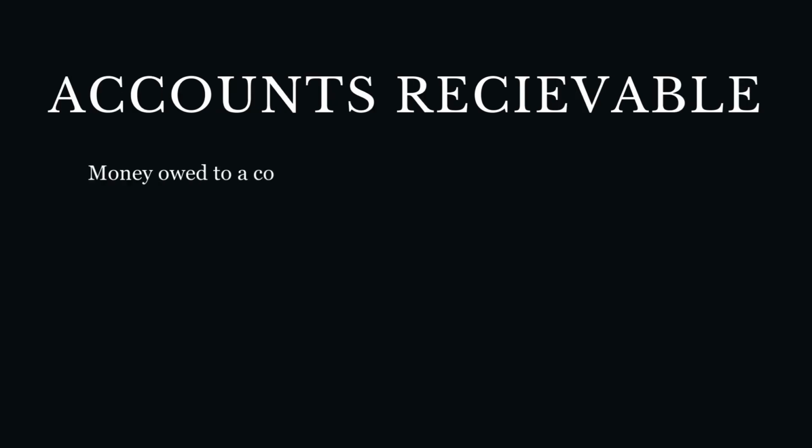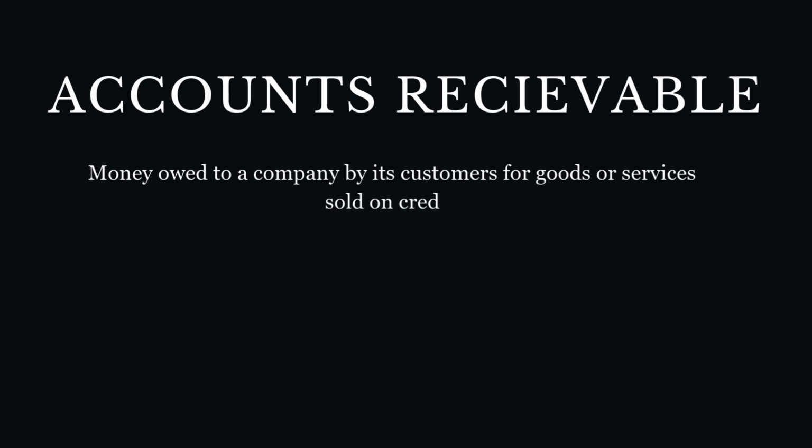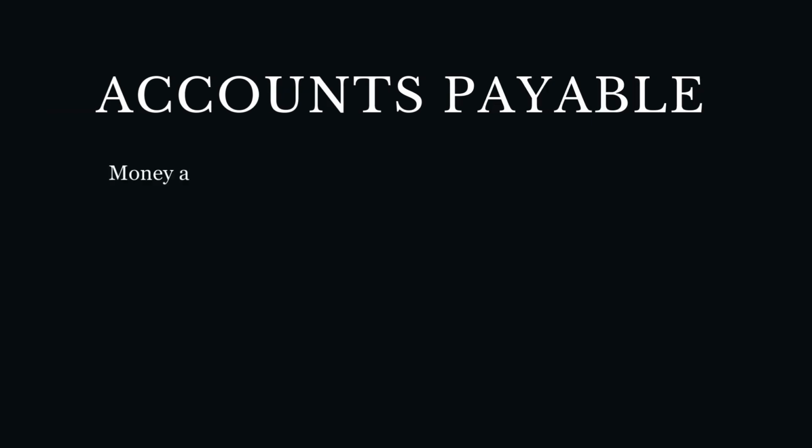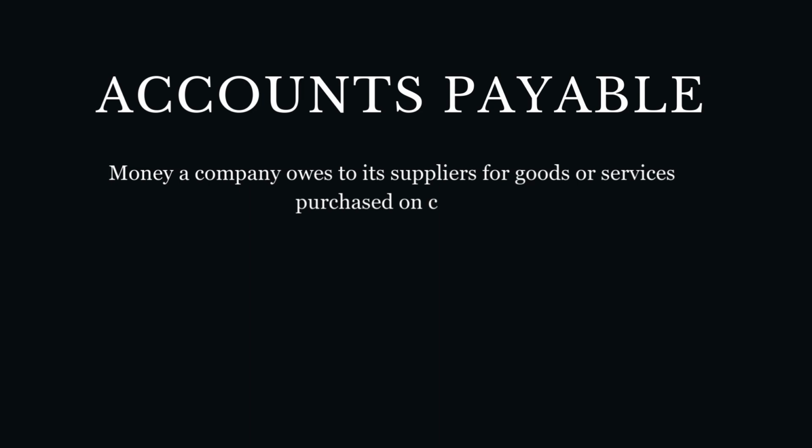Accounts receivable. Accounts receivable are the money owed to a company by its customers for goods or services sold on credit. Accounts payable. Accounts payable are the money a company owes to its suppliers for goods or services purchased on credit.